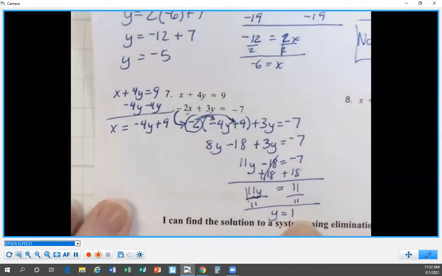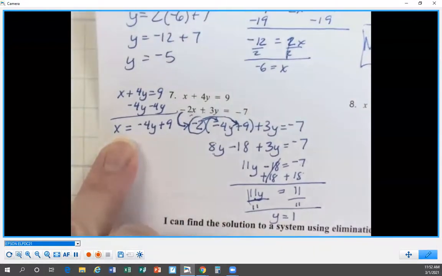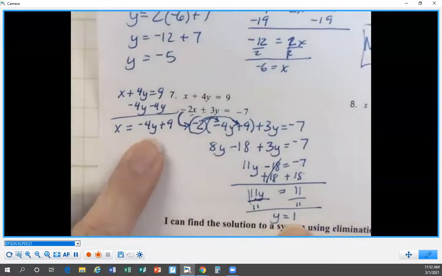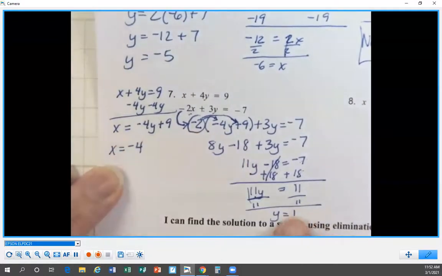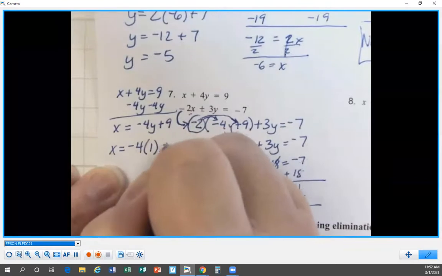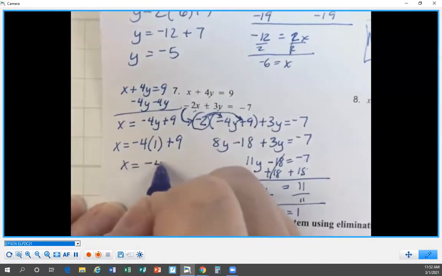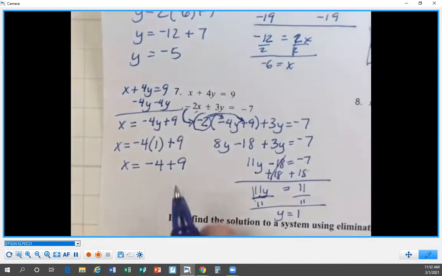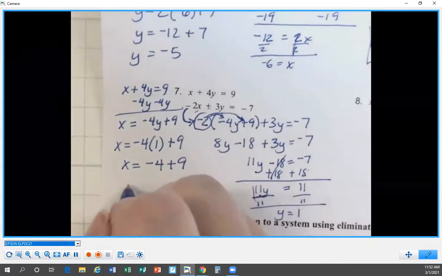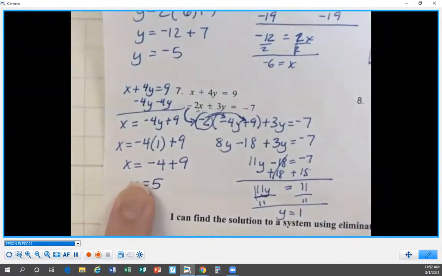I can sub that in and solve for x. So since I already have the x isolated here, I'm going to substitute into this one, okay? So x equals negative 4 times 1 plus 9. X equals negative 4 plus 9. Negative 4 plus 9 is the same as 9 minus 4. So x equals 5. So our solution is 5, 1.